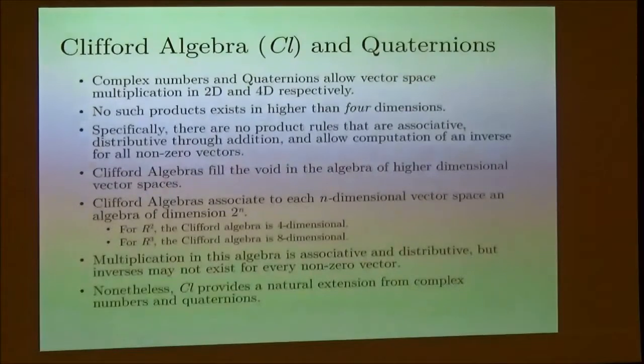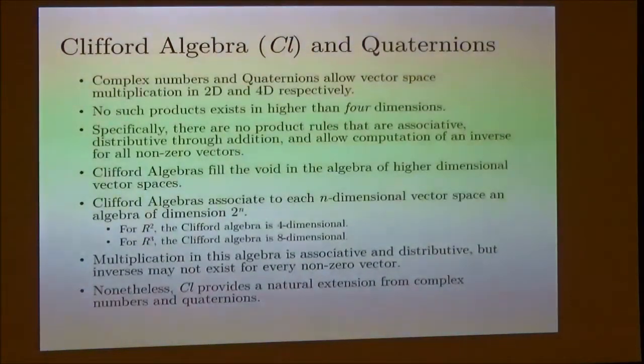The good news is that the multiplication in this algebra is associative. It's distributive. But inverses don't exist for every non-zero vector, something that we would like to have, just as we have for complex numbers and quaternions.